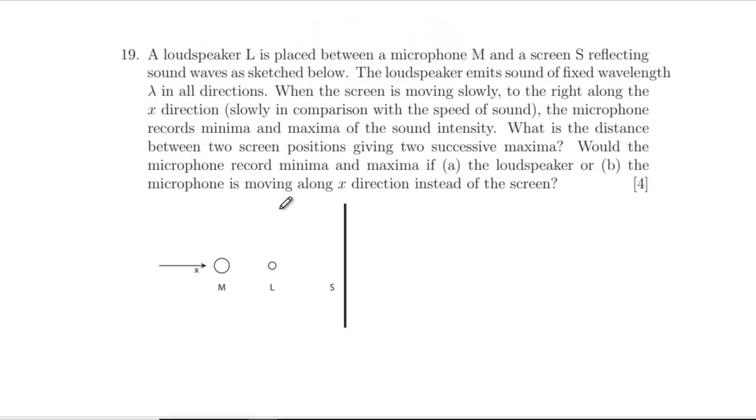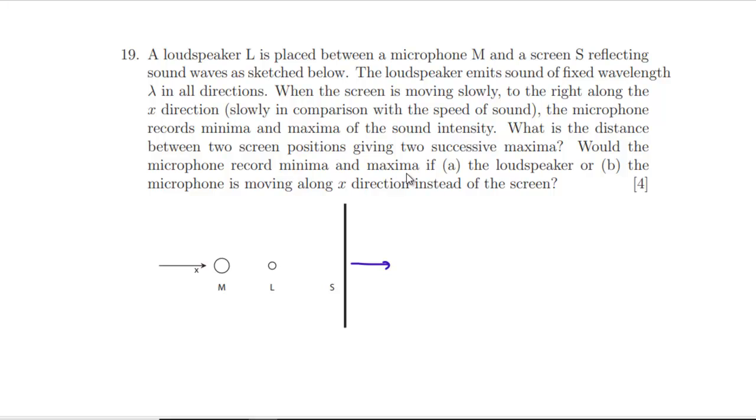Now it looks like the standing waves one. So we've got question 19: loudspeaker L placed between a microphone and a screen. The loudspeaker emits sound of fixed wavelength lambda in all directions. When the screen is moving slowly to the right along the x direction, slowly in comparison with the speed of sound, the microphone records minima and maxima of the sound intensity. What is the distance between two screen positions giving successive maxima?